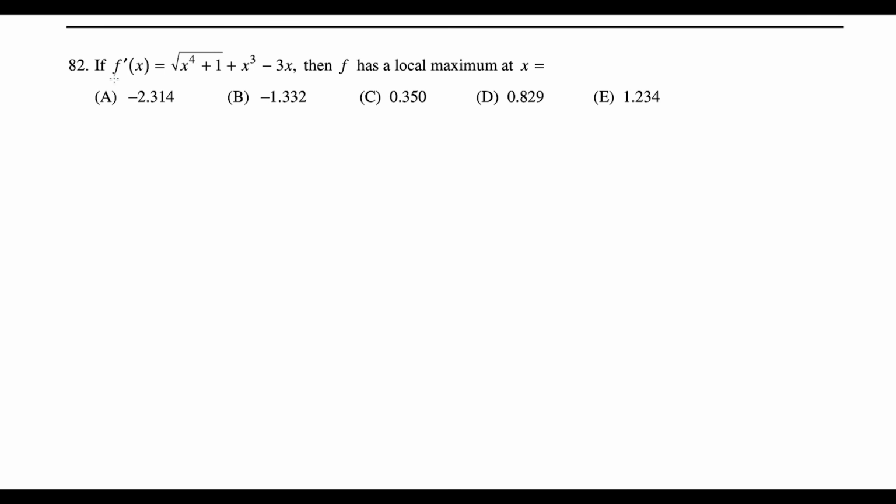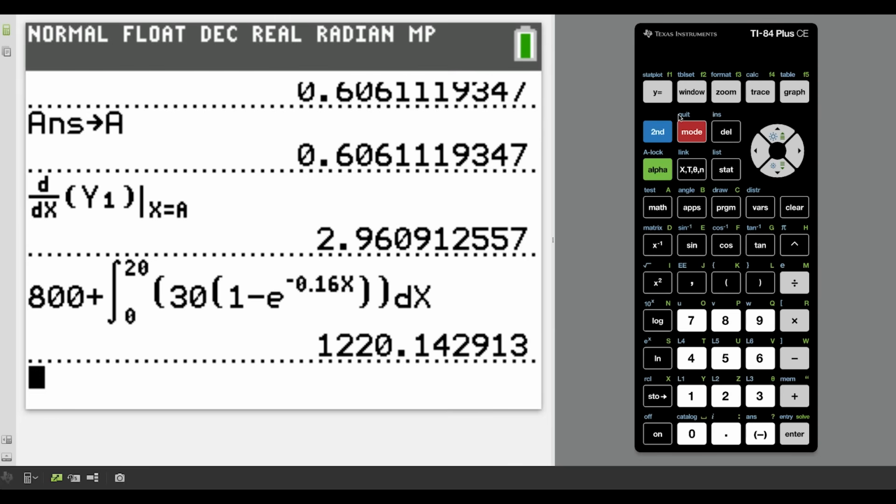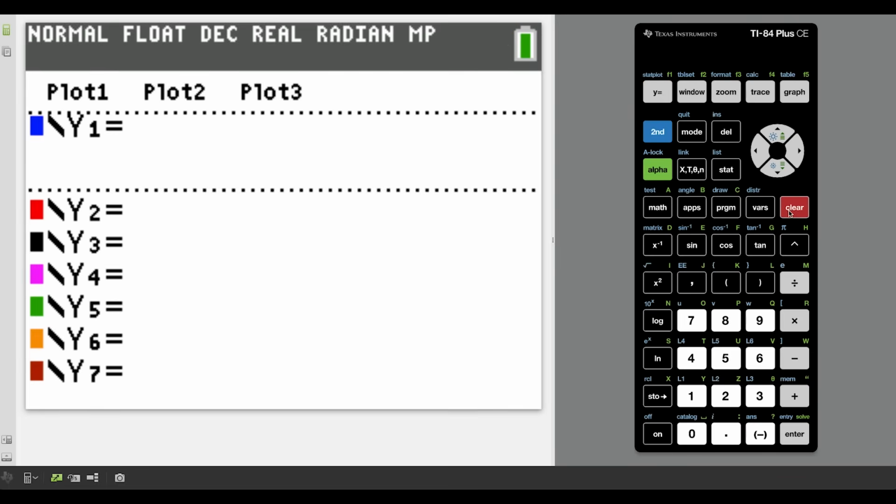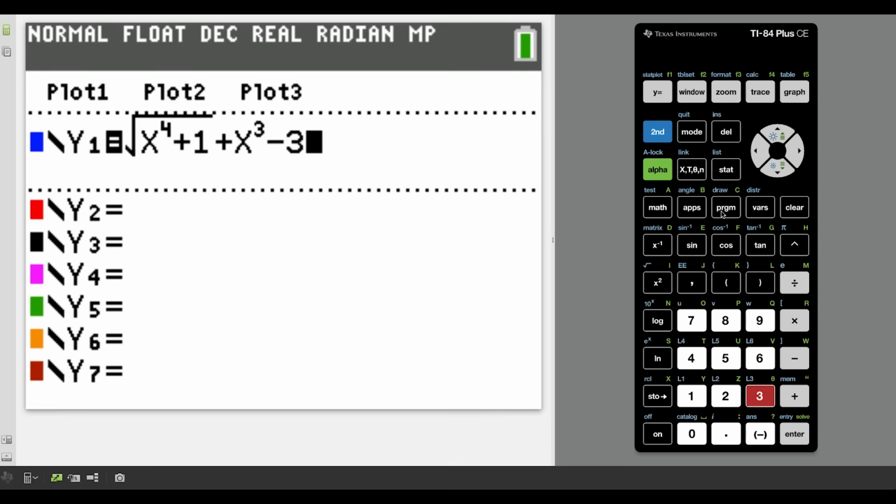For question 82, we're given f prime of x, which is this messy function here, and we want to see where f has a local maximum at x equals blank. For a local maximum, you should be looking for where f prime goes from positive to negative. This is going to be all calculator work. We go to y equals, clear out what we had before, and enter square root, x to the 4th power, plus 1. Now we leave the square root, plus x to the 3rd, and then at the end, minus 3x. So this is already f prime of x.